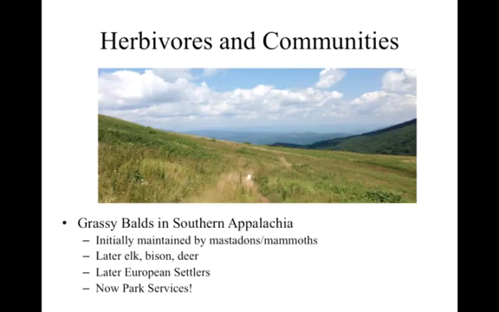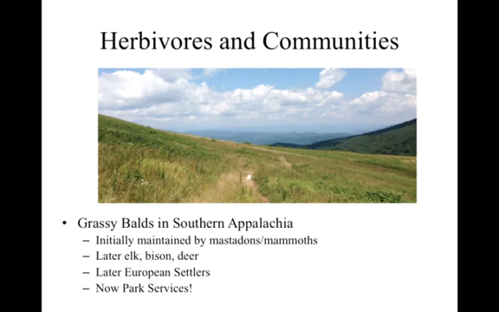An example a little bit closer to home is the grassy balds in the southern Appalachians. Initially, scientists believed that these grassy balds were maintained by mammoths or mastodons basically eating and preventing bigger shrubs and trees from taking over. Now, we know that there have not been mastodons and mammoths in the Smokies for a long time, but there have been, until recent history, elk, bison, and deer. And in fact, we're trying to reintroduce the elk. Nobody's trying to reintroduce the bison yet.